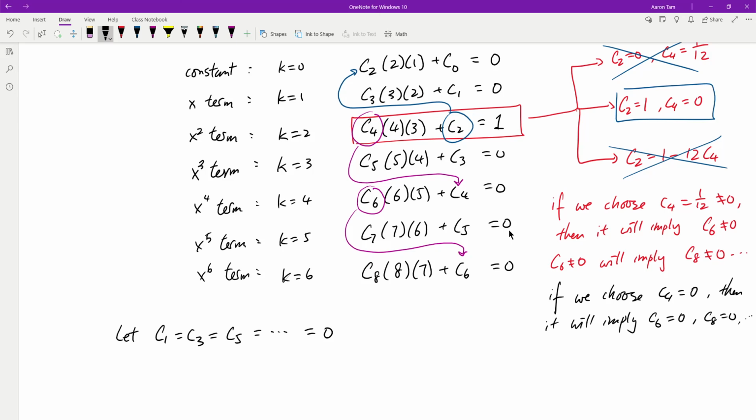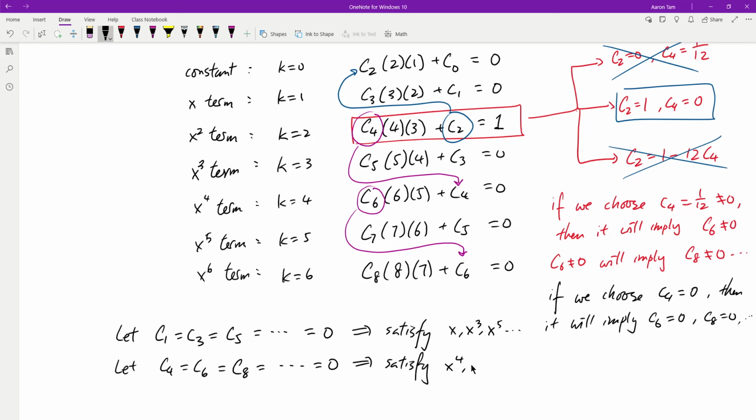Now, normally that would form a trivial solution, but as long as I don't make all the coefficients equal to 0, my solution is not trivial. So we're okay. Next, I'm also going to let C sub 4 equal C sub 6 equal C sub 8, and these all equal 0 also. That satisfies every equation for x to the 4th, x to the 6th, x to the 8th, and so on. The first statement satisfies all the equations involving x, x to the 3rd, x to the 5th, and so on.